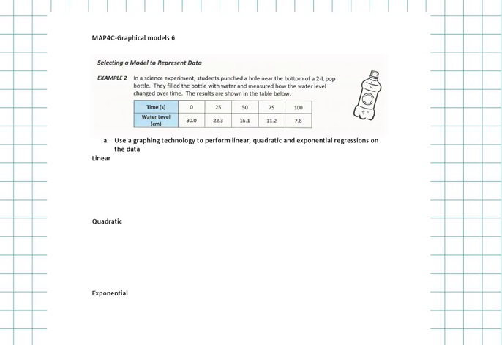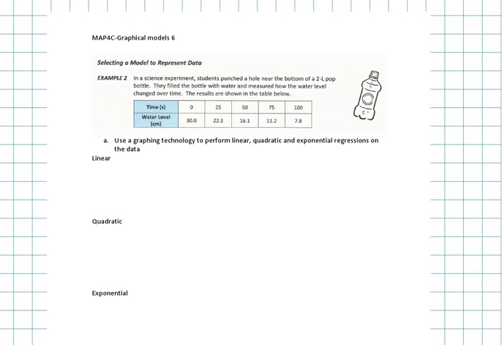So we have time, and then we have the water level, and you have to decide which one is the independent and which one is the dependent. Usually time is our independent variable, but think about it this way: the water level depends on how long the hole has been poked in the bottle, right? So the level depends on the time. Time is our independent variable because time is not going to get affected by the water level, but the water level is going to get affected by the time.